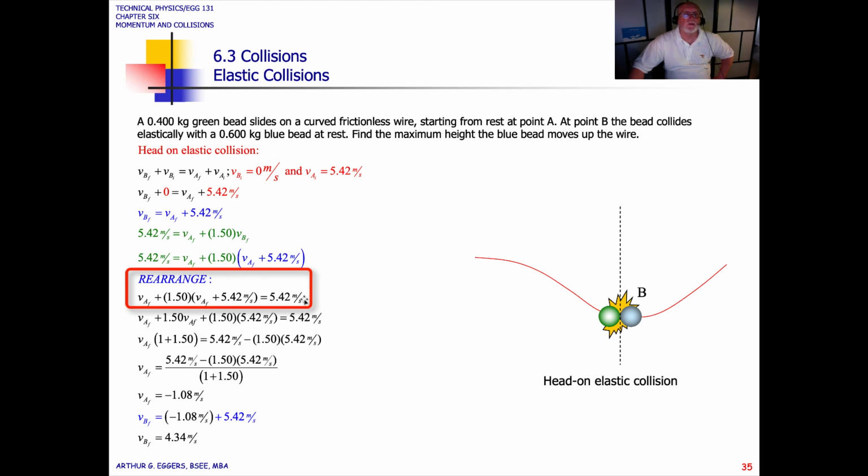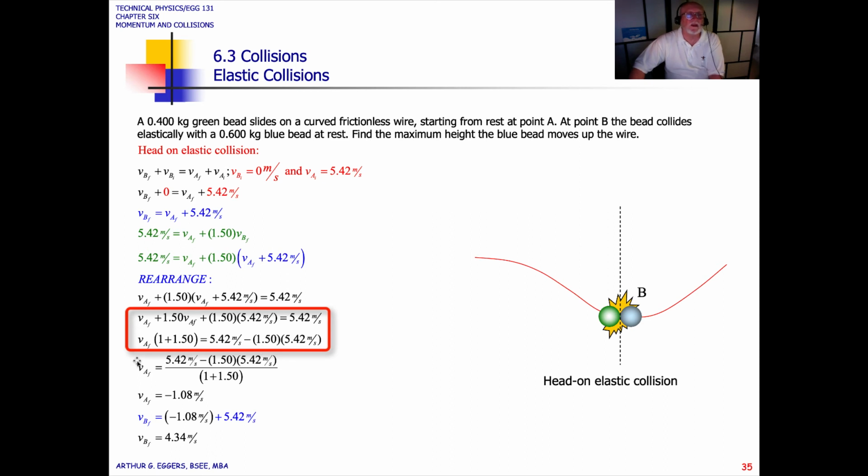is equal to 5.42. I've taken all of these terms and rearranged them so that I get velocity A final on the other side of the relationship, so I'll be able to factor it out here and factor it out there. Simplifying then, velocity A final times 1.5 times 5.42, when I multiply these together, equals 5.42 meters per second. Now I can factor out my velocity A finals. I'm left with 1 plus 1.5 equal to 5.42 meters per second minus the product of 1.5 times 5.42.